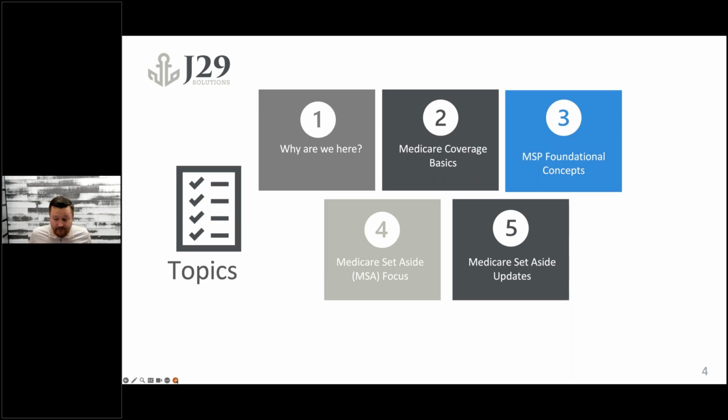So we're going to talk about very simplistically why we're here. We're going to talk about Medicare coverage basics, and then some important Medicare secondary payer foundational concepts like coordination of benefits and what conditional payments are and recovery, just so you have an idea of how this stuff works in a Section 111 primer. And then we're going to get into our Medicare set-aside focus and updates around this new world of Medicare set-aside compliance. So you can go to the next slide.